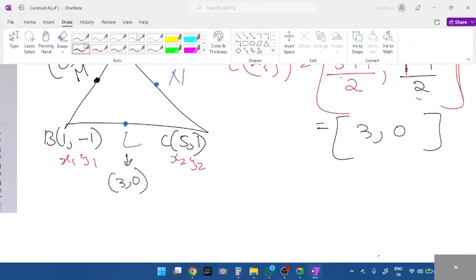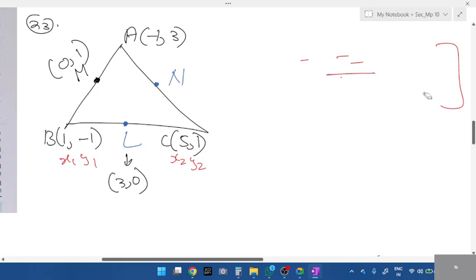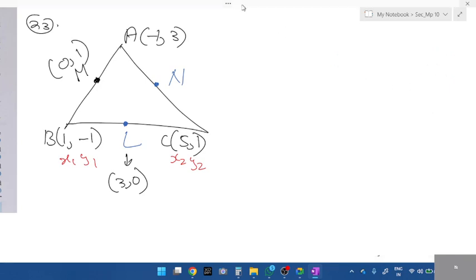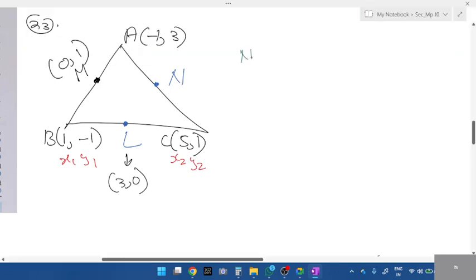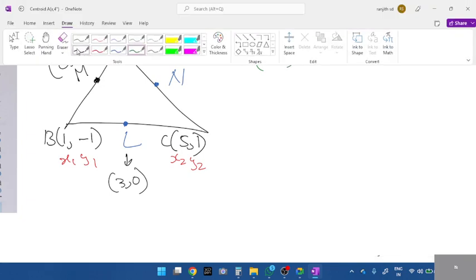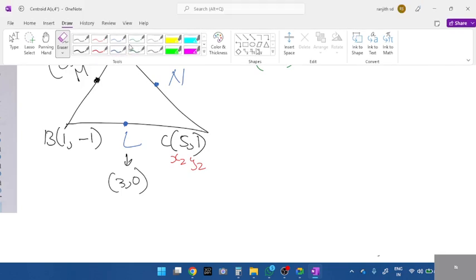Next. What's the next median left, students? What's the next median we have? Right, we have median N. For N, what is x comma y? Take the straight line AC. X1, y1. X2, y2. Respond now. Tell me the value.